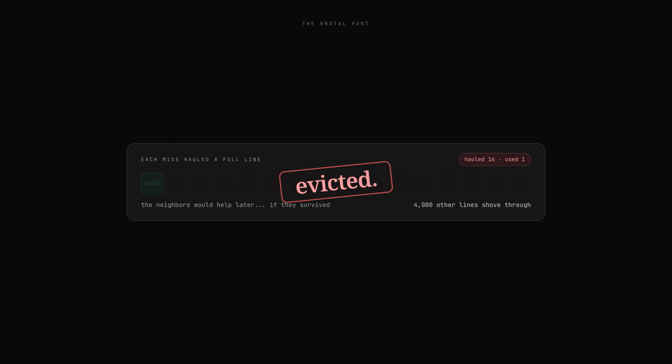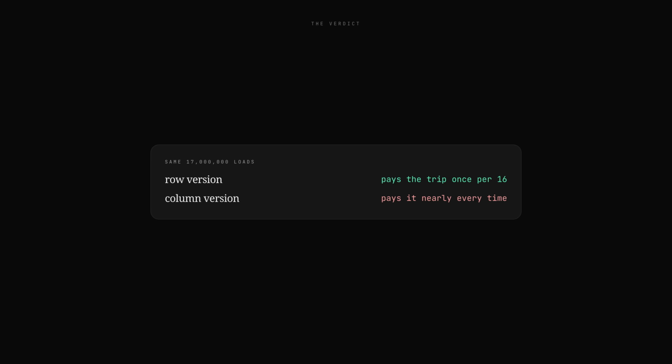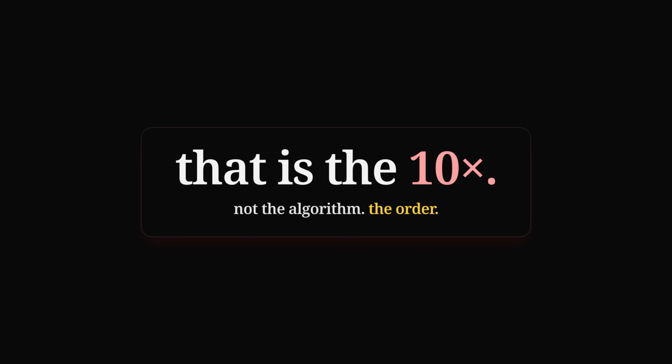Evicted. Same 17 million loads. The row version pays the trip once per 16. The column version pays it nearly every time and throws away 94% of everything it hauls. That is the 10x. Not the algorithm, the order.